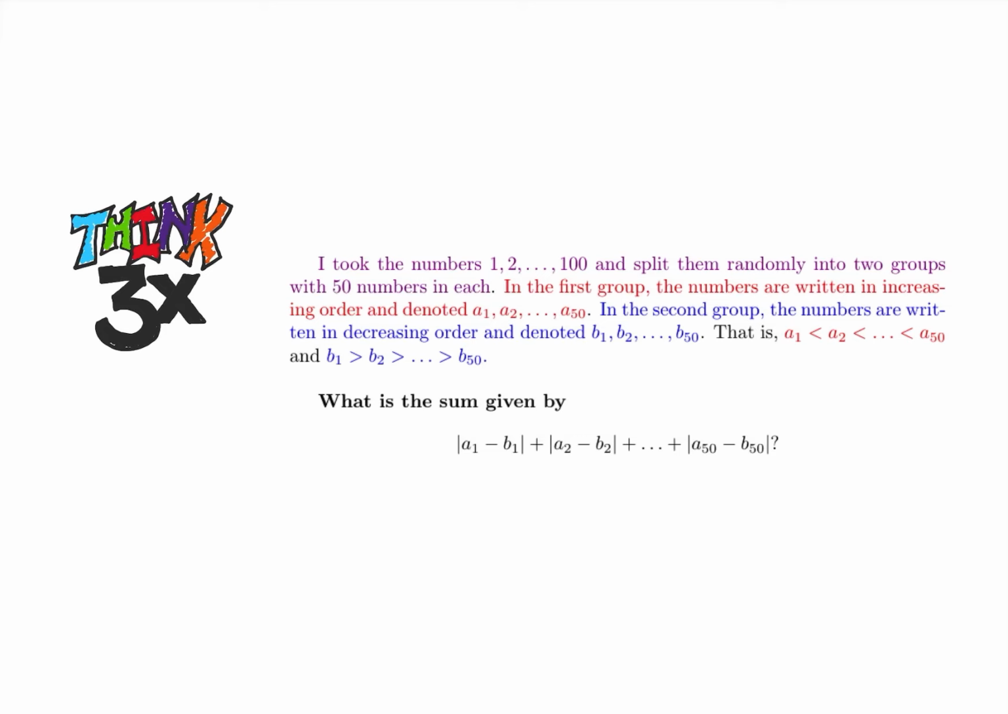In the first group, the numbers are written in increasing order and denoted a sub 1 through a sub 50. And we can look down here, we're going to have a sub 1 is less than a sub 2 is less than a sub 3 all the way up to a sub 50. So a sub 50 is going to be our biggest number. In our second group, the numbers are written in decreasing order and denoted b sub 1 through b sub 50. So b sub 1 is going to be our biggest number, and it's going to be decreasing until we get to b sub 50.